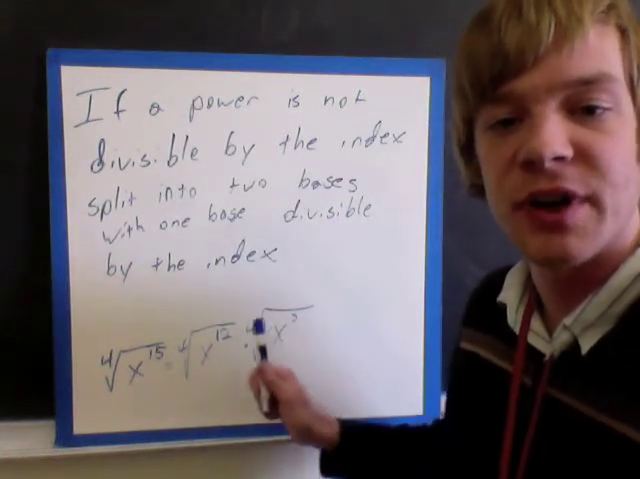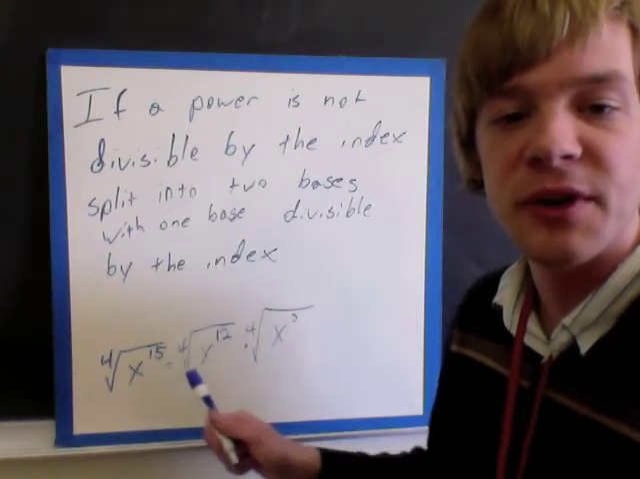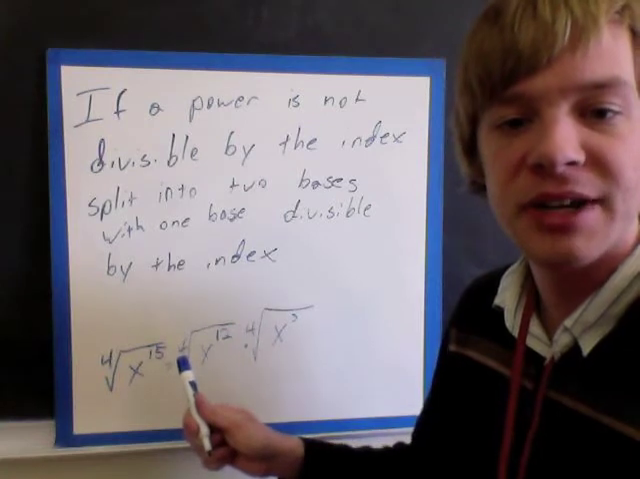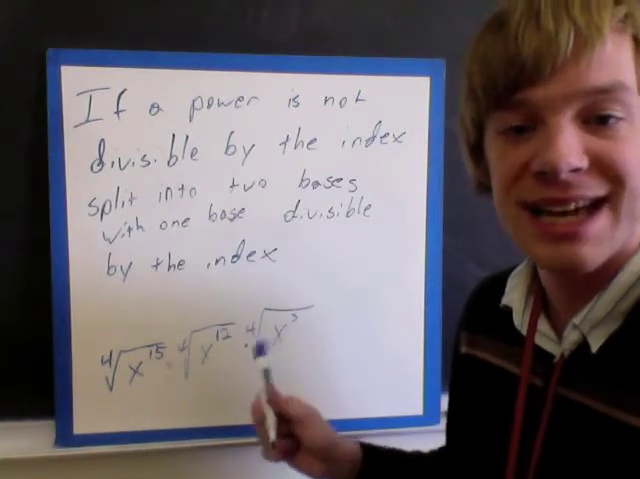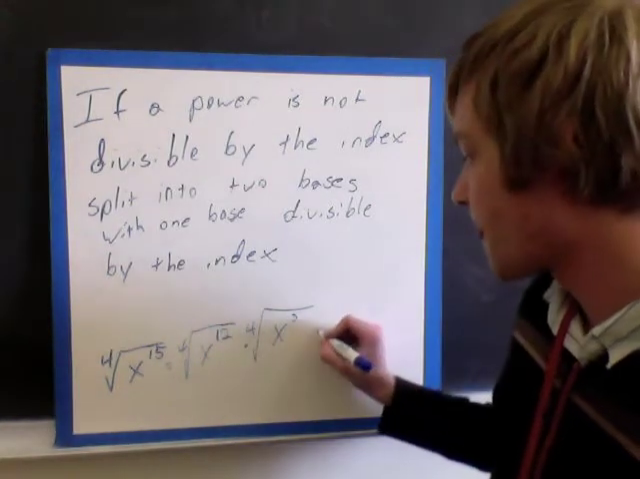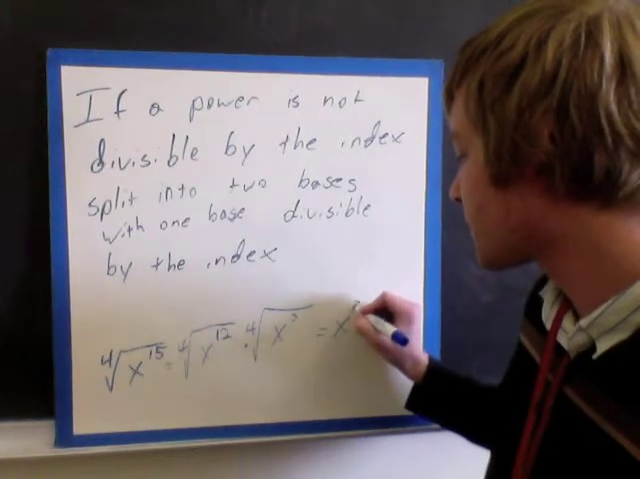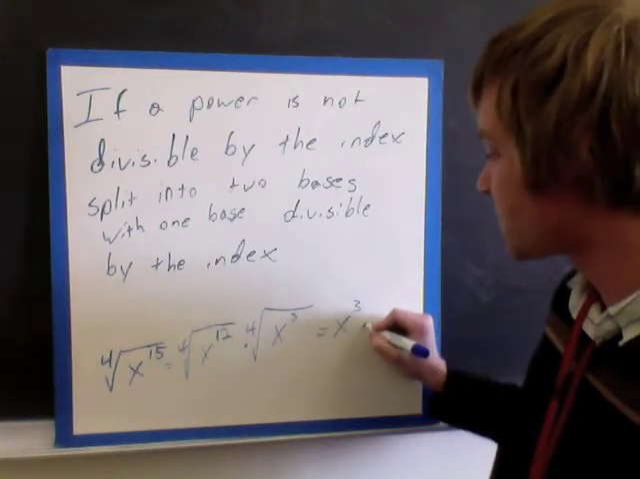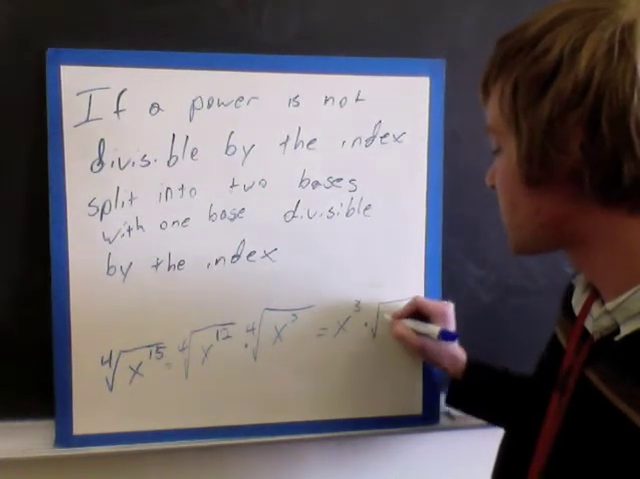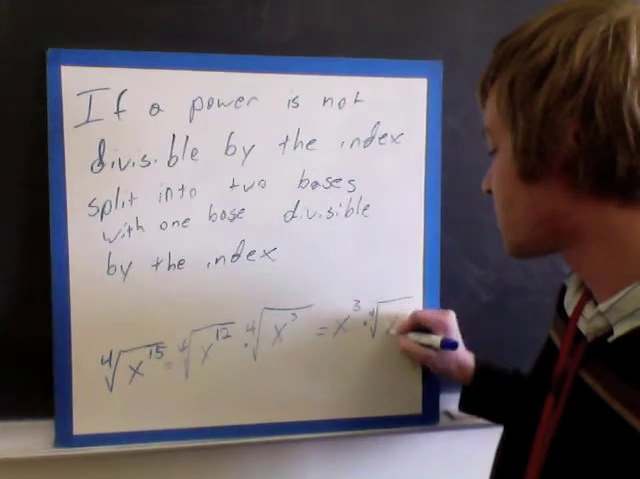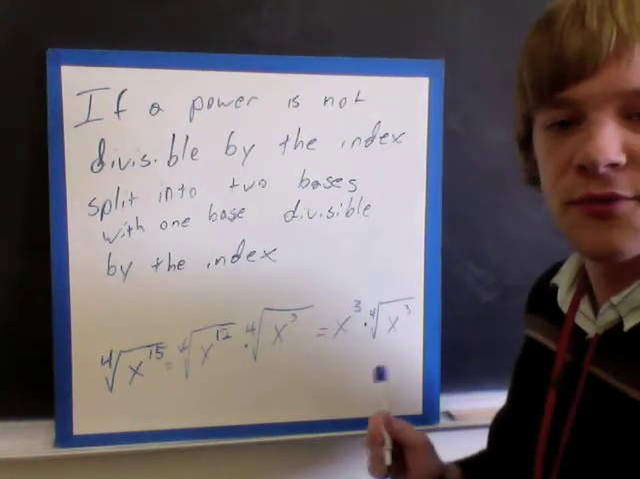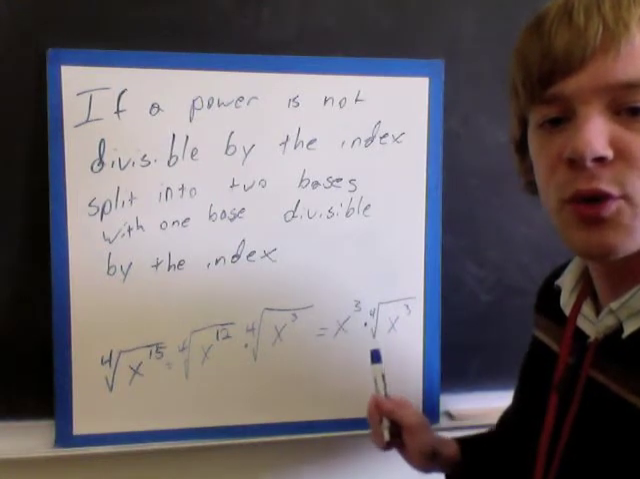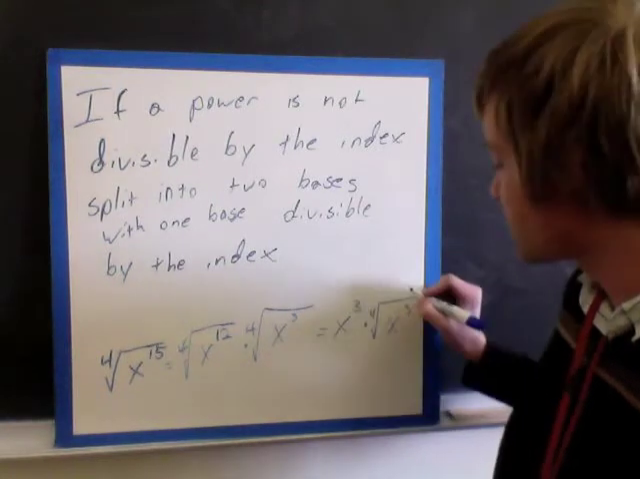It cannot be simplified. So we're just going to simplify this first one right here. And if you remember, we divide our power by our index. So 12 divided by 4 is going to give us x to the third power. And then the second part stays the same. So our final answer is x to the third times the fourth root of x to the third.